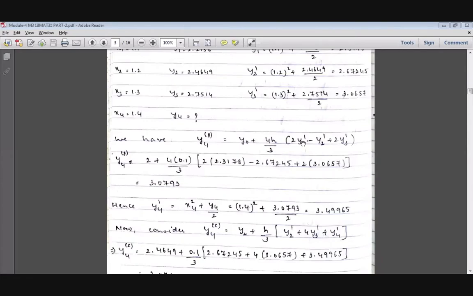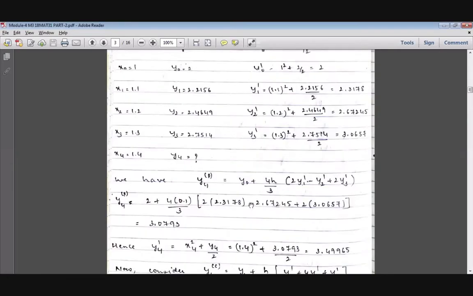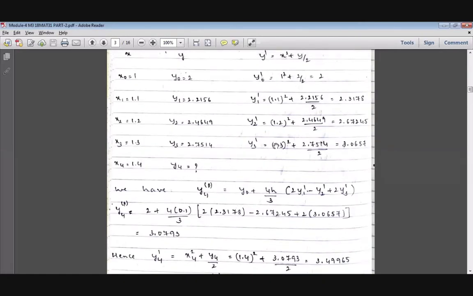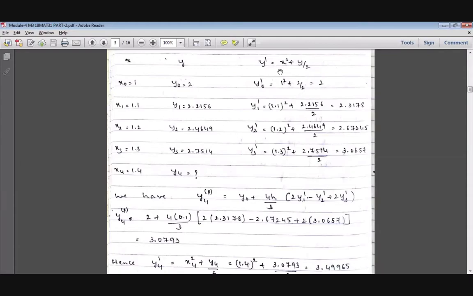Okay, I will explain once again. Y4 of P, this is the formula. You have all the data. Y naught is this one. Here we have H, the difference between these two. Then Y1 dash is this, Y2 dash is this, Y3 dash is this. H we calculated. Substitute all this, then calculate using calc. You will get this much.